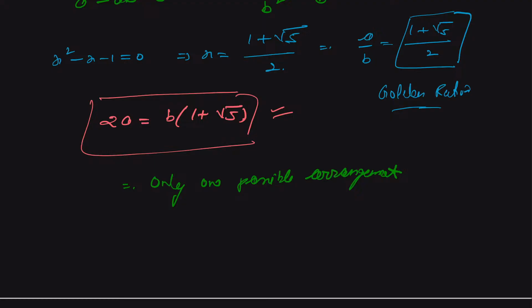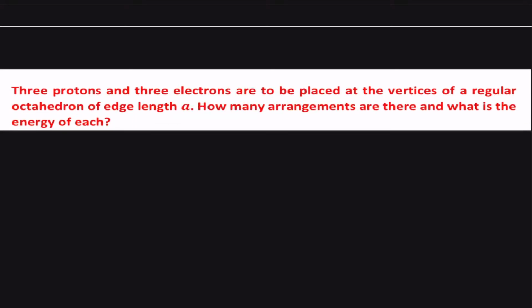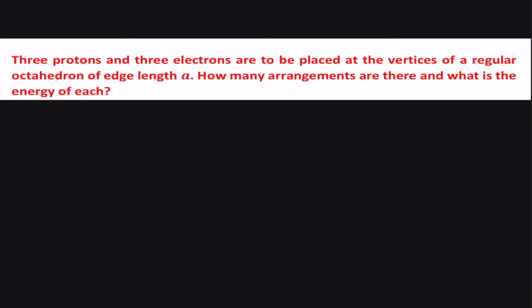Okay. Next question. And this question is also with respect to the potential energy, but here the arrangement is a little bit typical. Only the arrangement is typical, the rest of the things follow quite easily. It states that 3 protons and 3 electrons are to be placed at the vertices of a regular octahedron of edge length A. How many arrangements are there and what is the energy of each?